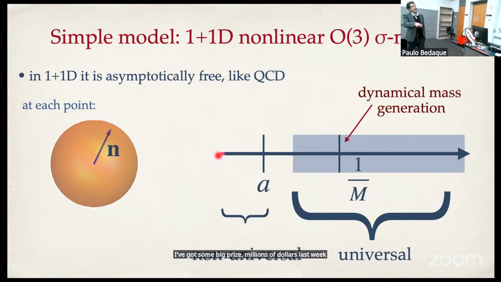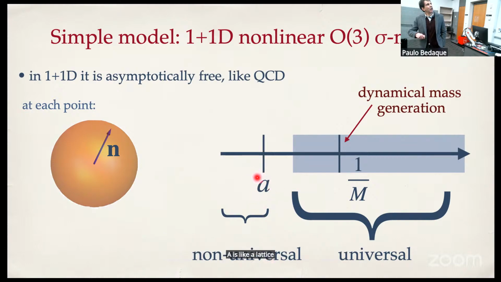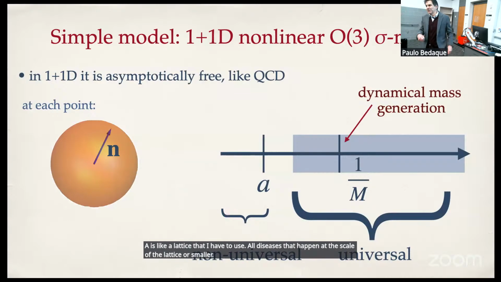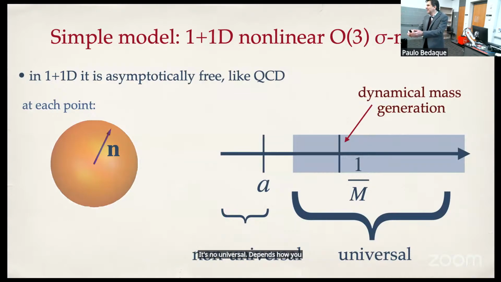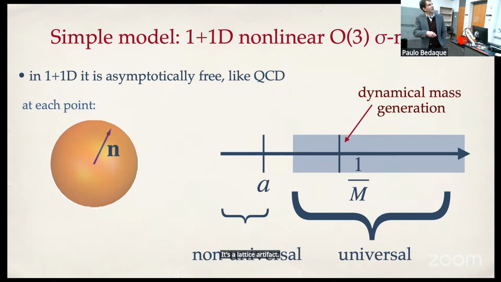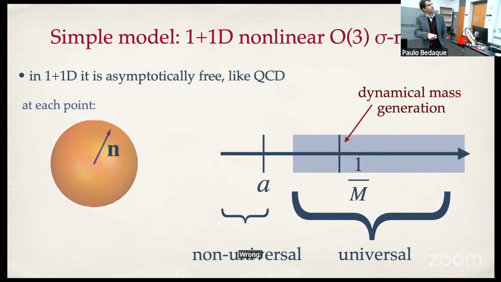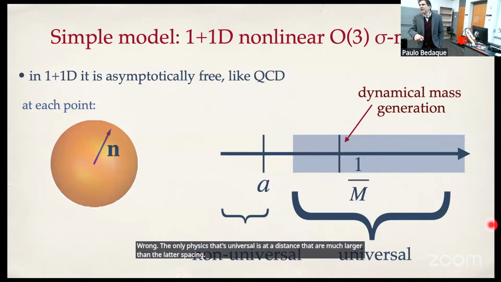Anyway, the physics can be described more or less like this. This is supposed to be a distance. A is like a lattice spacing that I have to use. All the physics that happens at the scale of the lattice or smaller is non-universal. It depends on how you create your lattice, and it's not real anyway. It's a lattice artifact. Wrong. The only physics that's universal is at distances that are much larger than the lattice spacing, as you can imagine.